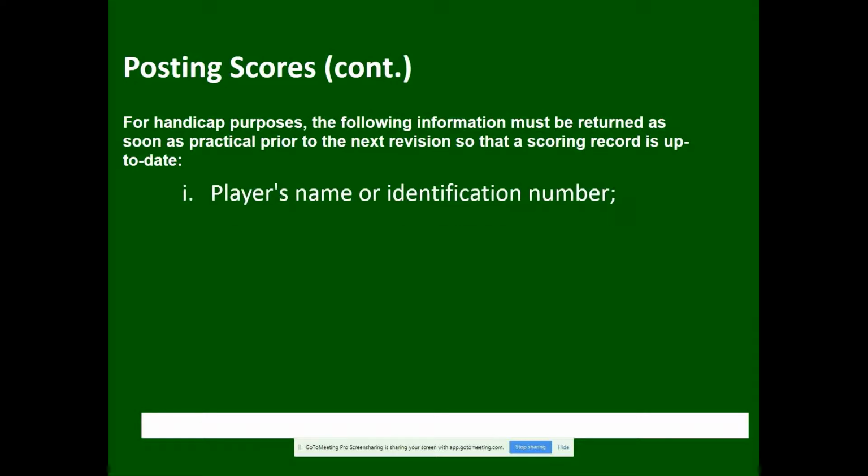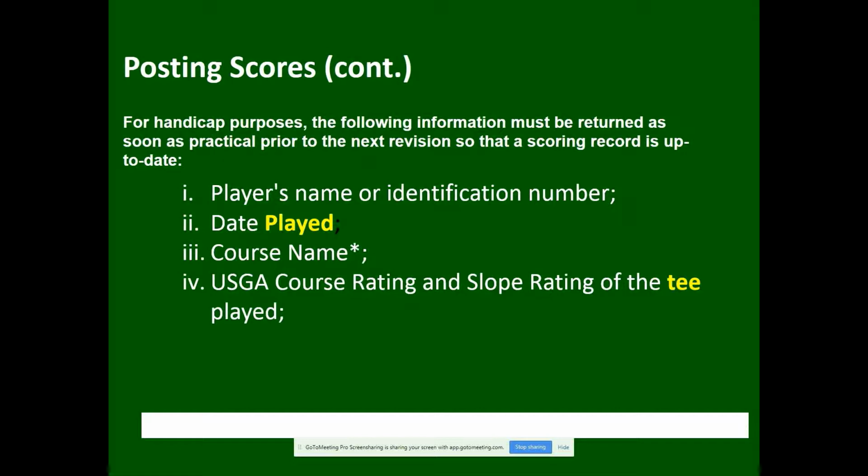All right, when posting a score, this is the information that needs to be returned for proper peer review. Obviously, the name or the identification number, which would be a GIN number, the date played, course name, the rating and slope of the tee they played, what was their adjusted gross score, and what was the score type, whether it was home, away, or a tournament score.